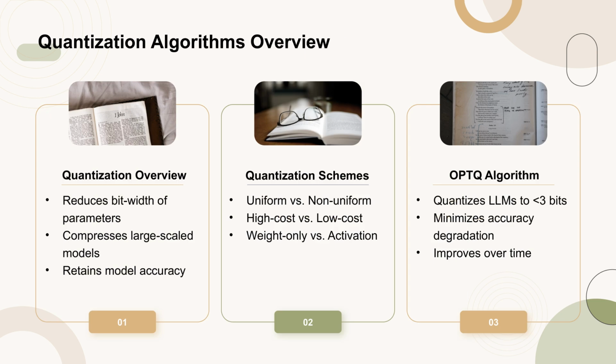Quantization is a technique that reduces the bit width of model parameters to compress large-scale models while maintaining their accuracy. This section introduces various quantization schemes, categorized by uniformity of quantization steps and levels, as well as by the cost of the quantization process. High-cost methods involve retraining or fine-tuning, while low-cost methods do not. The OPTQ algorithm is highlighted as a representative method for large language model compression, capable of quantizing models to under 3 bits with minimal performance loss. Improvements to OPTQ, such as OWQ and RPTQ, address specific challenges like preserving activation outliers and optimizing inference speed.